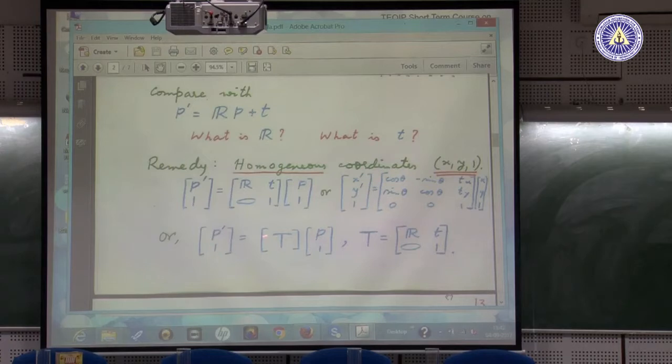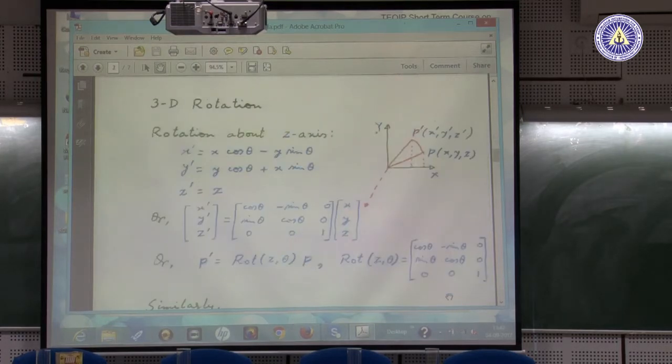Okay. So, now you can say that this whole thing is equal to just a matrix multiplication with this whole thing, and now when you want to compose like that, you will go on pre-multiplying T1, T2, T3, T4.